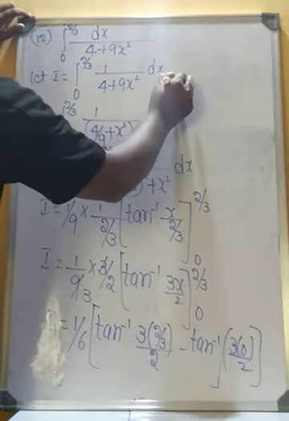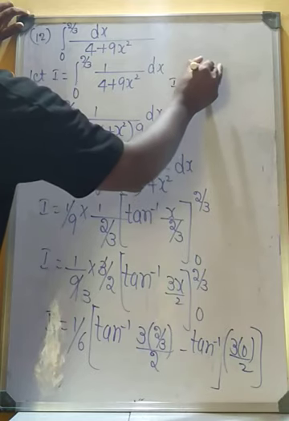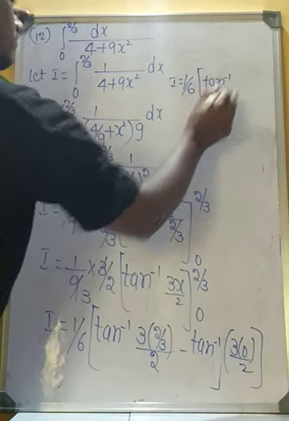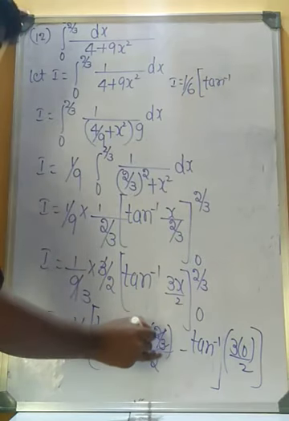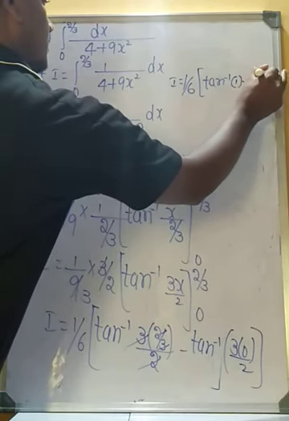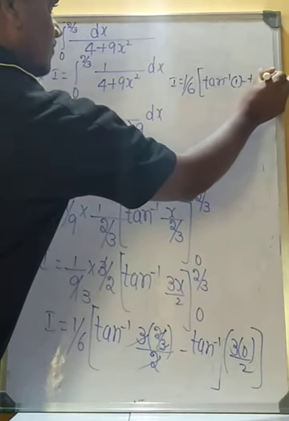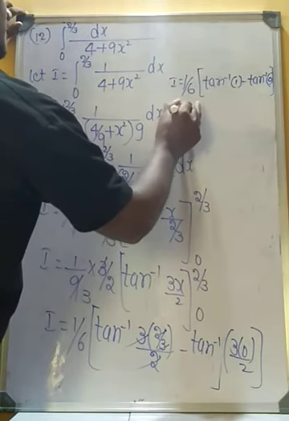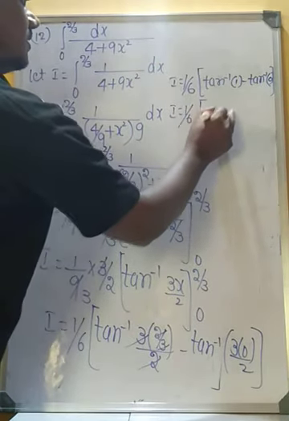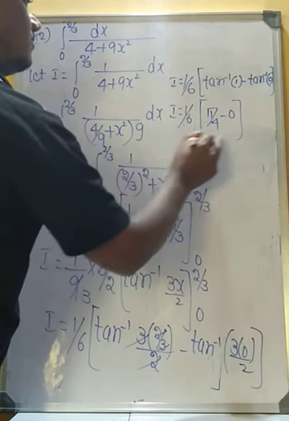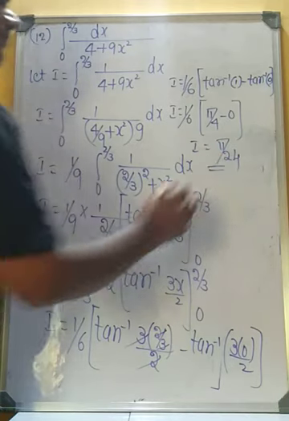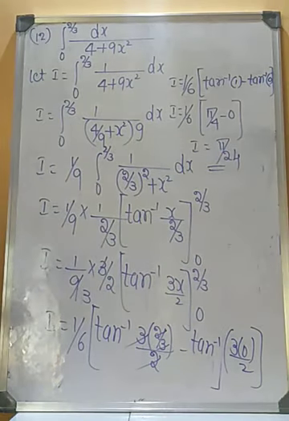Therefore, I equals 1 divided by 6 into tan inverse, 3 and 3 cancel, 2 and 2 cancel, tan inverse 1 minus tan inverse of 3 zeros, that is 0. Therefore, I equals 1 by 6 into tan inverse 1, that is pi by 4, minus 0. Therefore, I is equal to pi by 24.